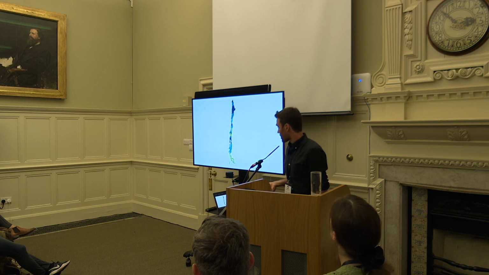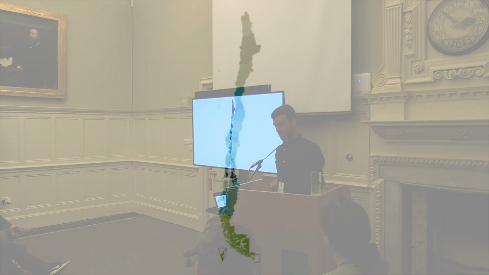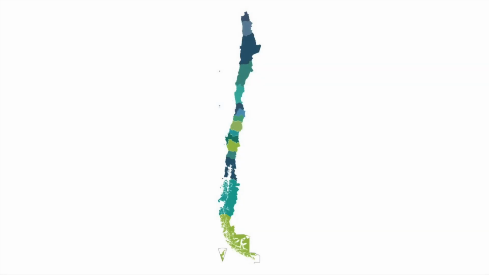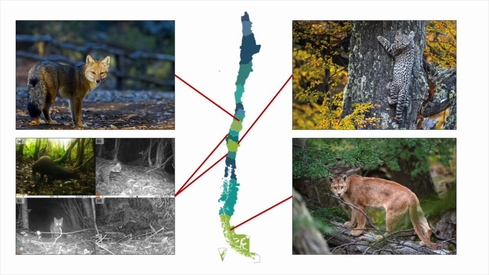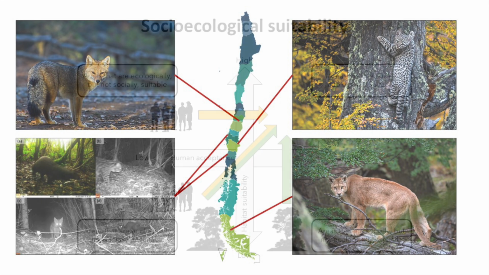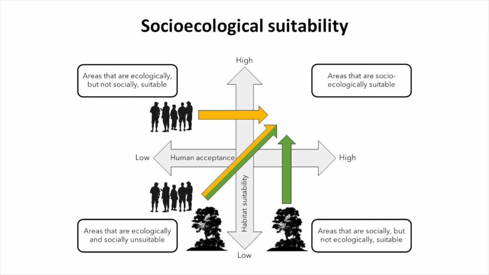So I work in Chile, so I thought I'd include a case study from Chile, and it's a very long country. And I work on carnivores in Chile in different areas, and the framework that I try and implement in these different areas is one called socio-ecological suitability. So the basic idea is that you map human acceptance with habitat suitability. And then that can help you guide conservation interventions.